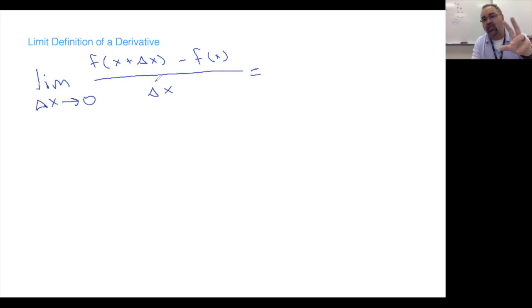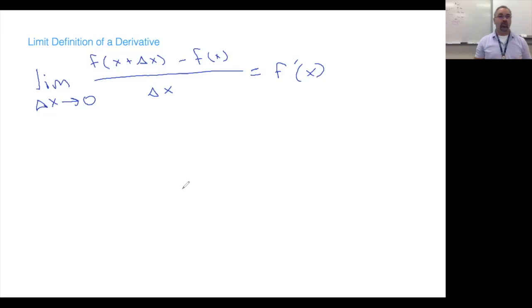The difference is now the 2 points that we use to find the slope are going to get closer and closer together. In fact, we get so close together, the distance between them becomes 0. And we call that f prime of x, the derivative of the function. I want to stress that the limit has to exist. If the limit exists, f prime of x exists.